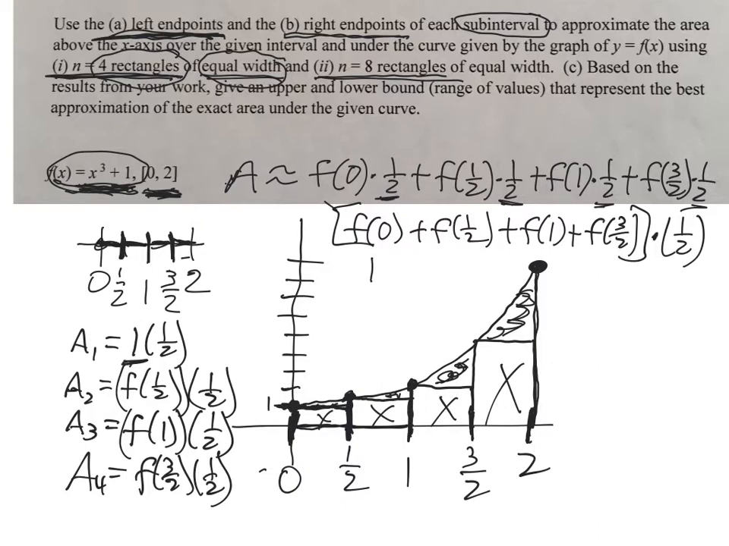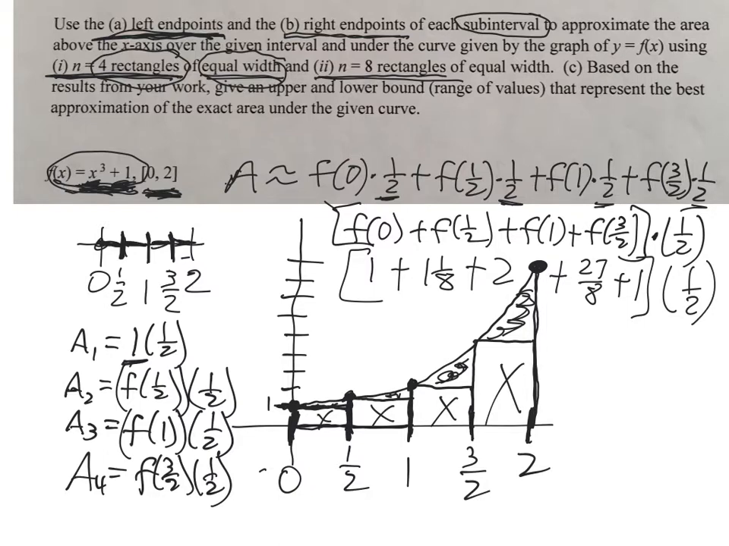We said f of 0 was 1. F of 1/2 would be what? Let's see, 1/2 cubed is 1/8 plus 1, so 1 and 1/8. F of 1 is 2. F of 3/2, let's see, 3 cubed is 27, so 27 over 8. But don't forget plus the 1. And then times our 1/2. Let's see.